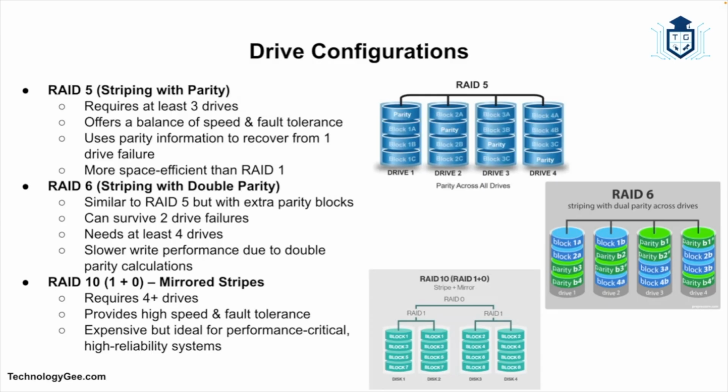You have what's called RAID 6, and this is striping with double parity. So this is like RAID 5, but it adds extra parity, and this can survive 2 drive failures, but it needs at least 4 drives to operate. However, it does provide slower write speeds due to the extra parity.